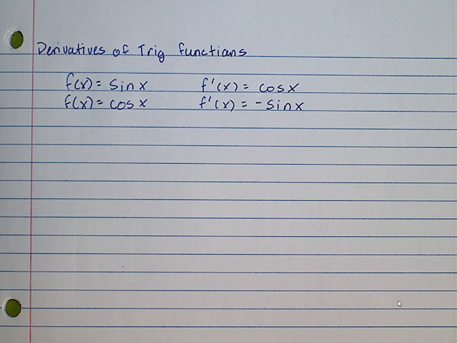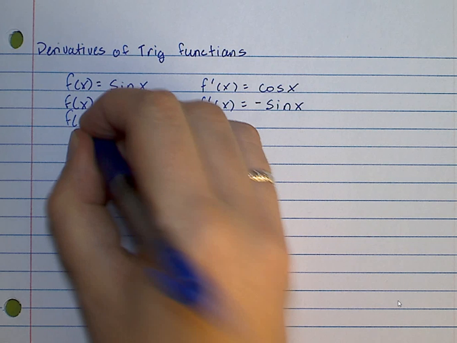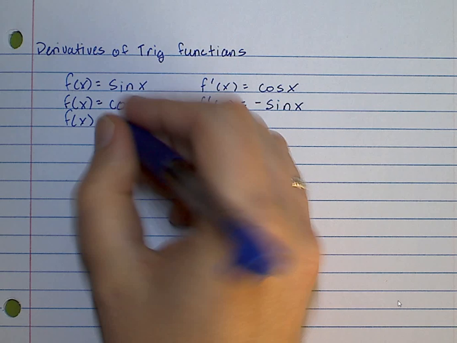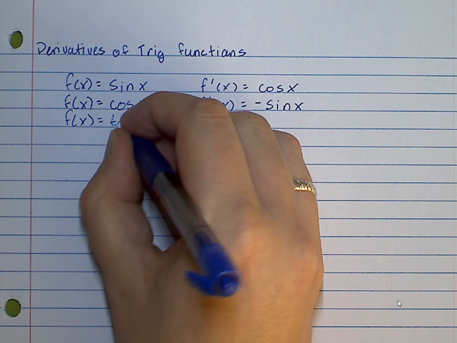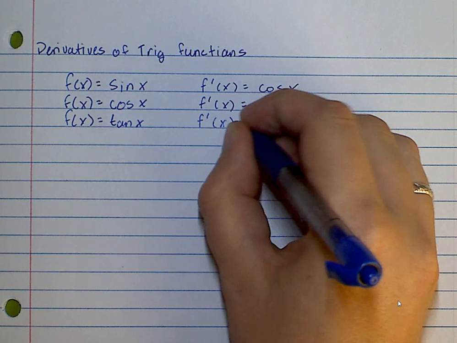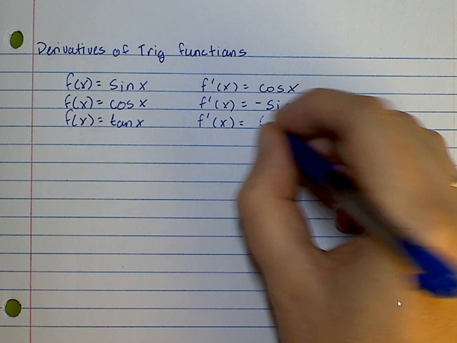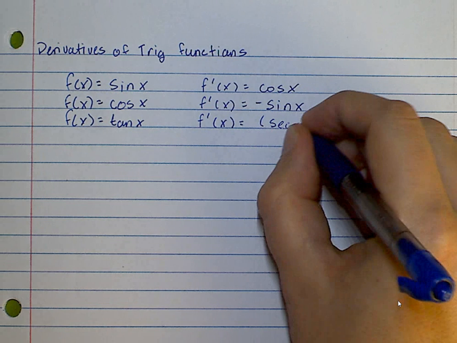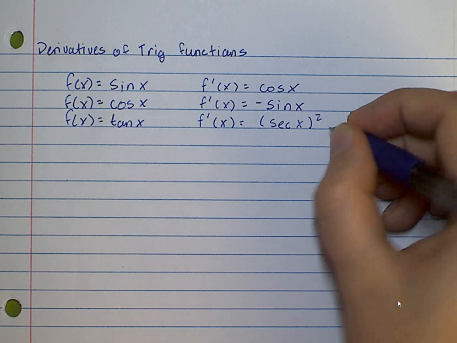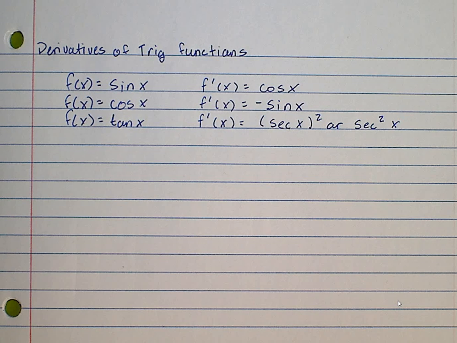Okay, so let's say we have a function. Guess what the next one is? Tangent. So f of x is equal to tangent x. The derivative of tangent, this is where it starts getting messed up. The first two are easy. This is where it starts to get complicated: secant x quantity squared, or you could write it as secant squared x. This is where it starts to get trippy.